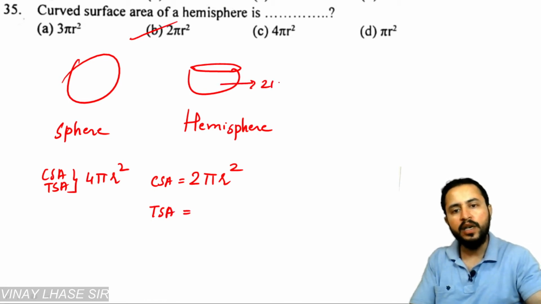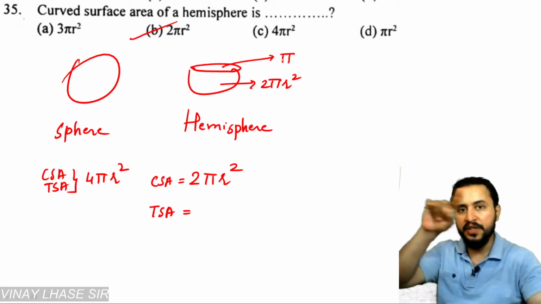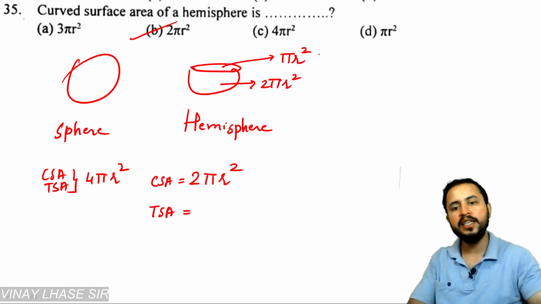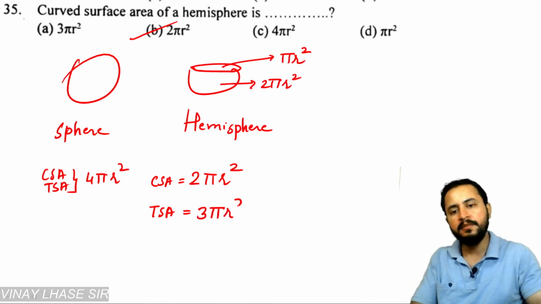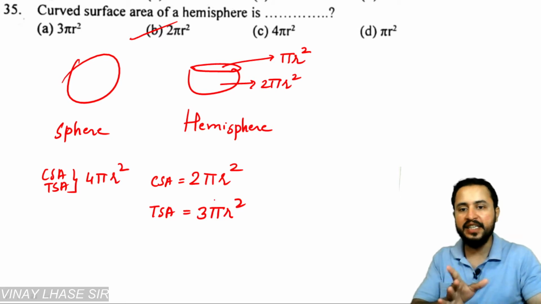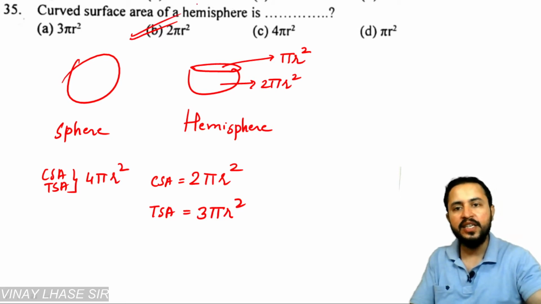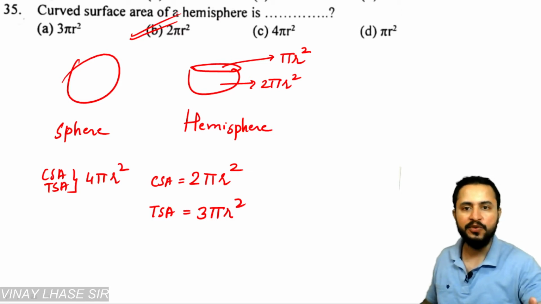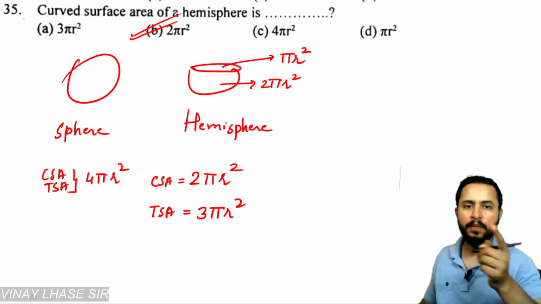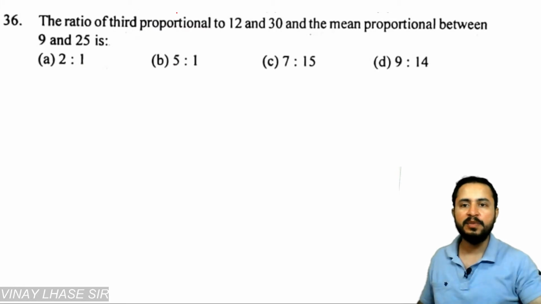This 2 pi r square is the curved surface area, as well as the top, that is the top is nothing but a circle, and circle matlab kya hota hai? Pi r square. 2 pi r square plus pi r square, that is nothing but 3 pi r square, that is TSA. Presently asked is CSA, so the answer is 2 pi r square. If they ask TSA, the answer is 3 pi r square. While in case of sphere, 4 pi r square, you have to answer. Let's move to the next.